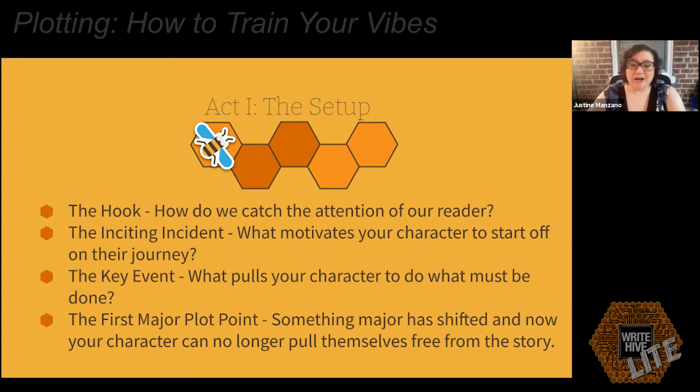So now we're at the first major plot point. Something major has shifted, and now your character can no longer pull themselves free from the story. This should happen about a quarter of the way into the book, and things have to shift. A good example is from Toy Story. Buzz arrives, and now Woody has to deal with how much everyone loves him. And this is the first big paradigm shift. It's the point of no return. The character can no longer pull themselves free from the story.